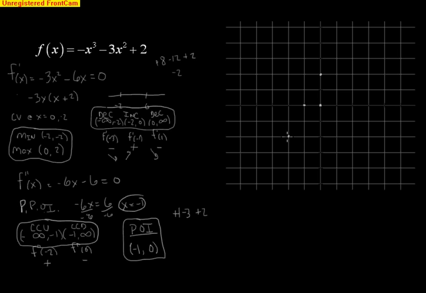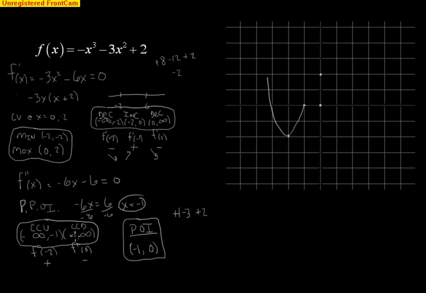I check for all my intervals. What's happening to the left of negative 2? Well, from the left of negative 2, I am decreasing and I am concave up. So decreasing and concave up tells me I look like that. And then I see what's happening between negative 2 and negative 1. Between negative 2 and negative 1, I am increasing and I'm still concave up. So that means I'm going to be looking like that.